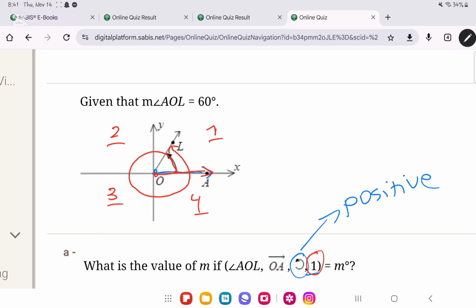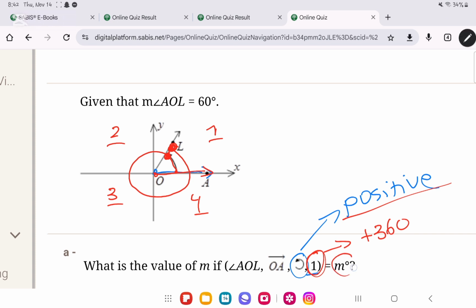Now, what is the meaning of one full entire rotation? That means plus 360 if it is positive, okay? So far, we know it is positive, so we are going to add 360 because it is one full entire rotation. Because it's positive, we add 360. If it was negative, we would subtract 360.